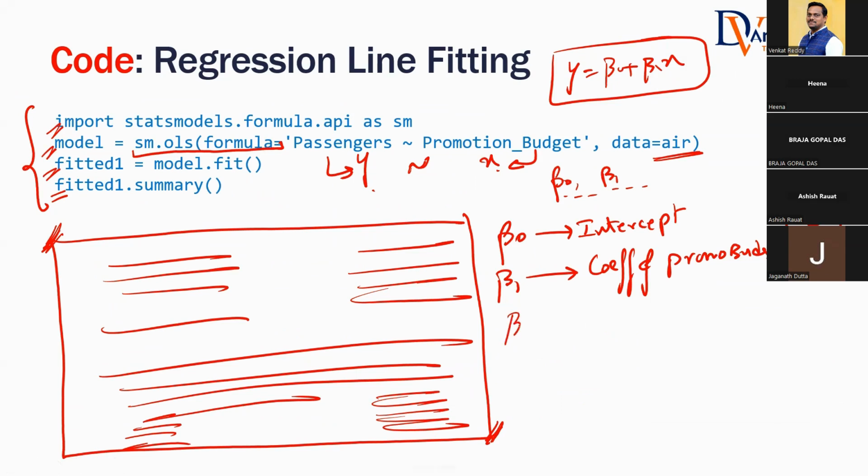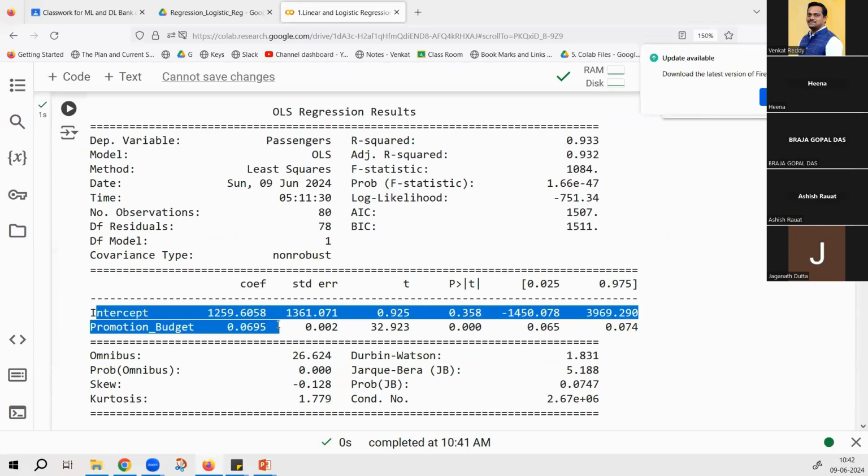Beta naught is 1259.6058. Beta 1 is 0.0695. All of you, have you found them? In the second table, you have these two values. We are now ready to finally write the regression line equation.